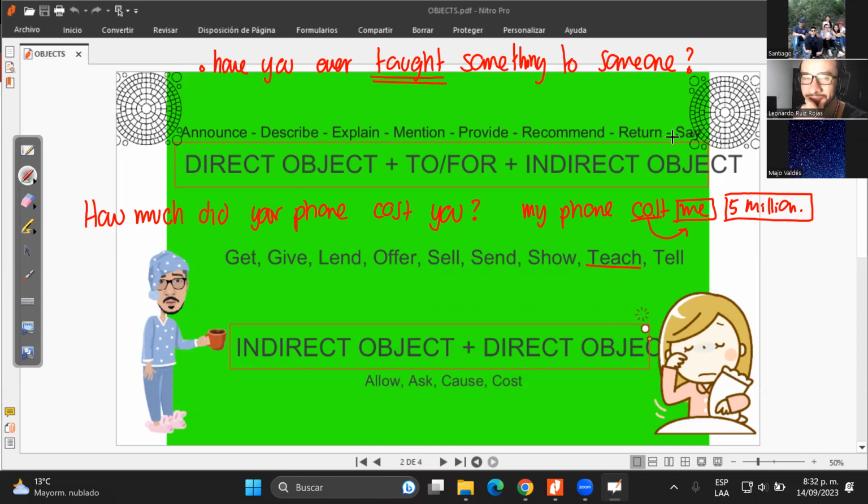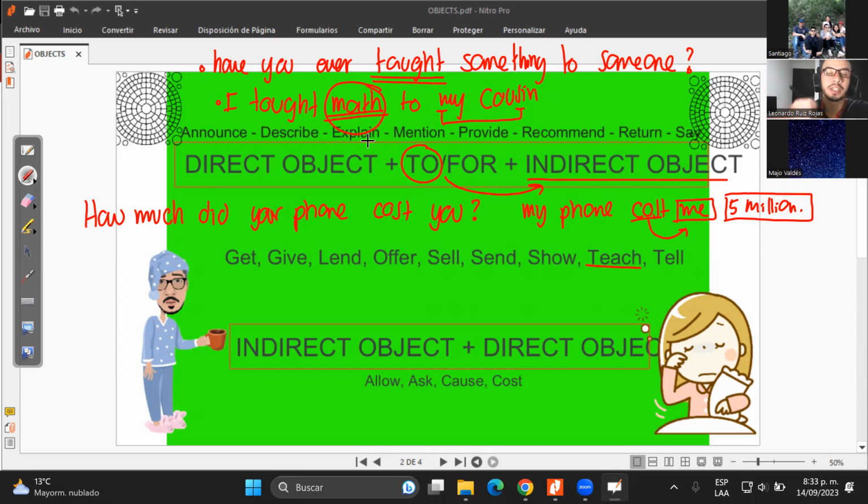Yes, I taught my cousin. What did you teach? Math. I taught math to my cousin. Very good. So the direct object, of course, is math, which is the subject that you taught. And then, including the preposition to, you are going to go with the indirect object. The indirect object in this case is your cousin because it's the person that receives the math classes, no? So exactly like that. Mao, what about you?